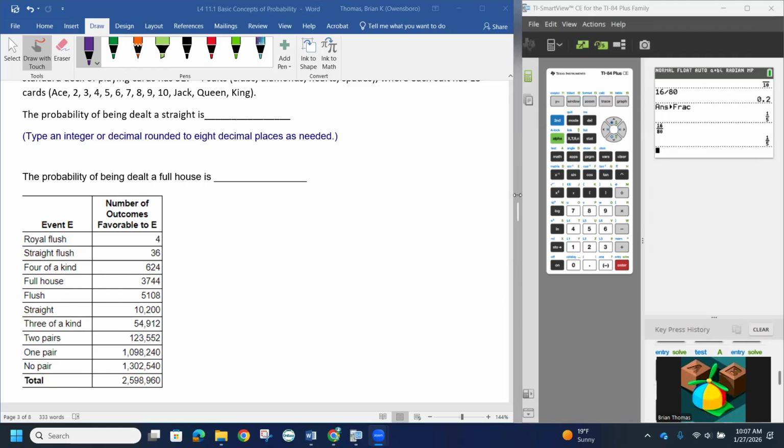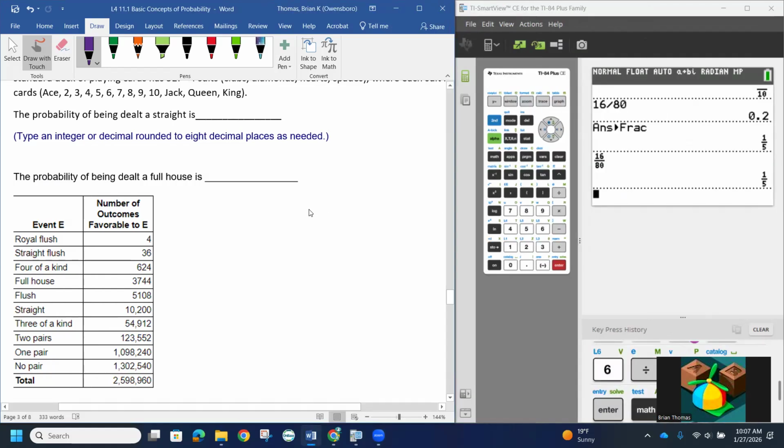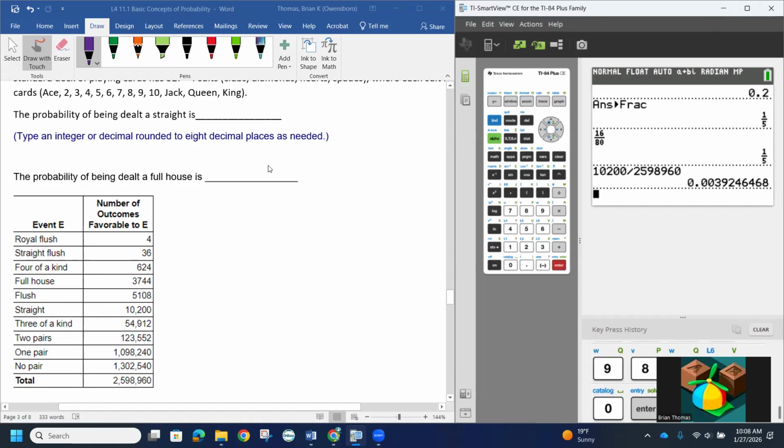So I'm going to make my calculator a little bit bigger for you. See if we can keep this all here. So the favorable was the straight. So I'm going to put the 10,200 into the calculator. That looks right. And again, this calculator does not do commas, so don't put the comma in here. It's going to screw it up. So just no comma here when you put it into the calculator. Divided by the 2 million, the 598, and then the 960. No comma. It will not calculate it correctly. So we have that. We hit enter. And we have a big old decimal like they were saying. So we want 8 decimal places, so I actually have to go 9 decimal places.